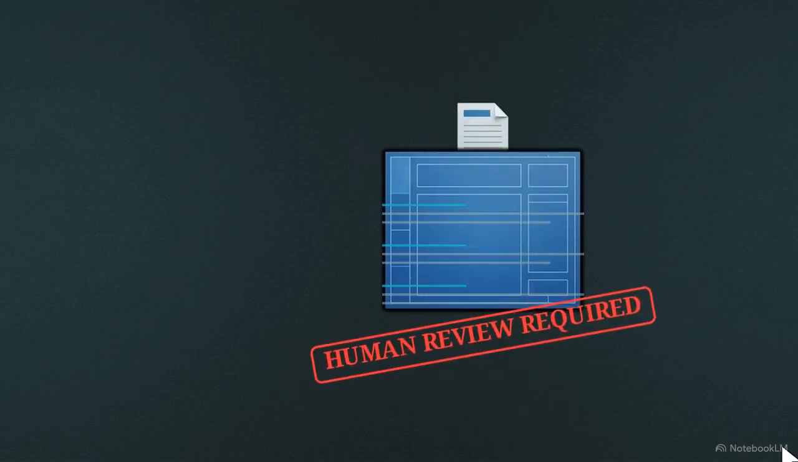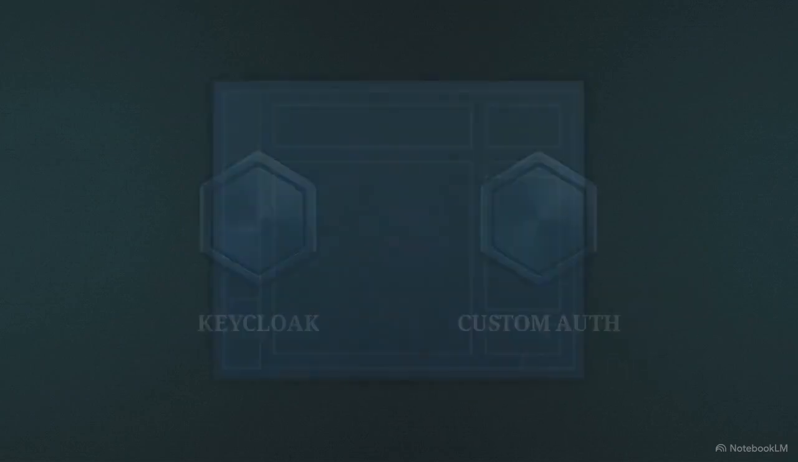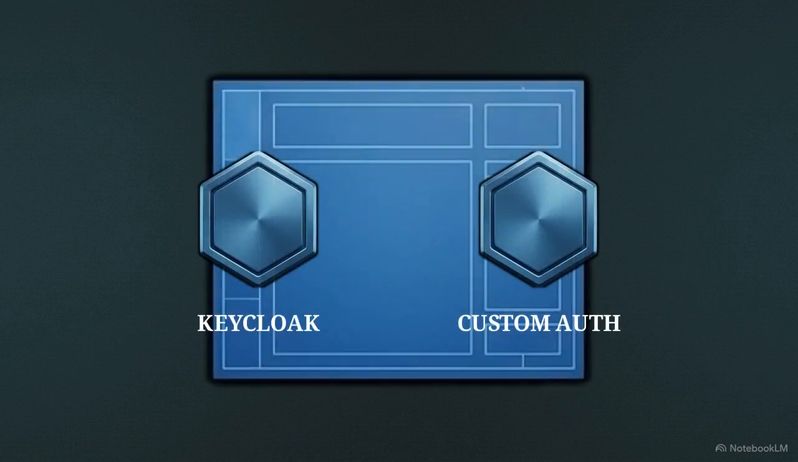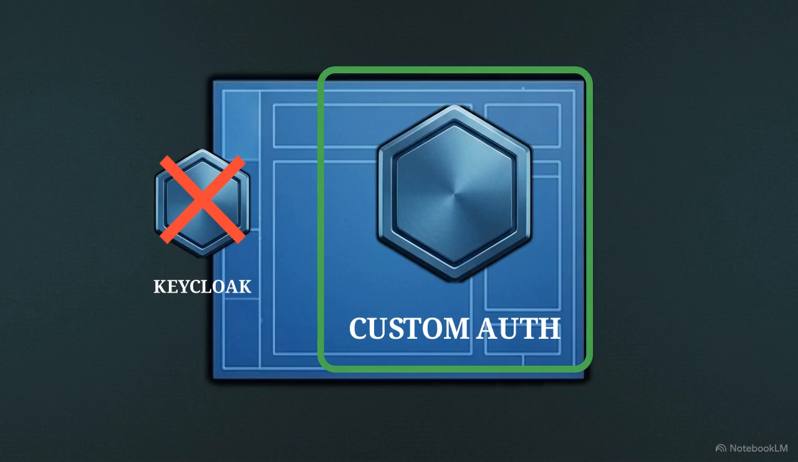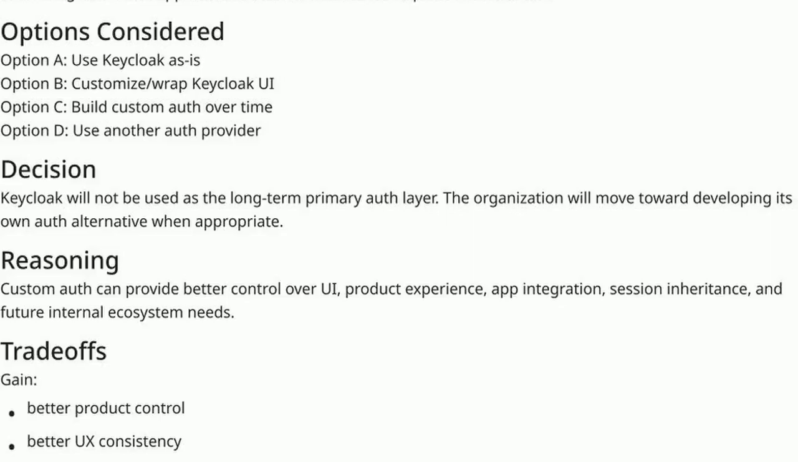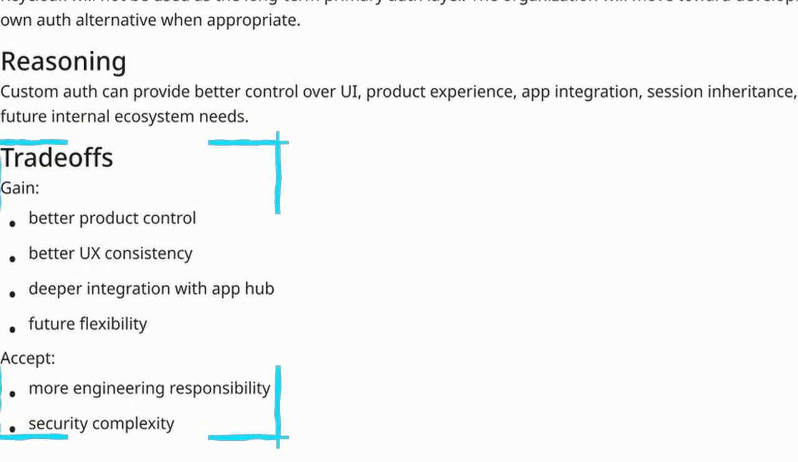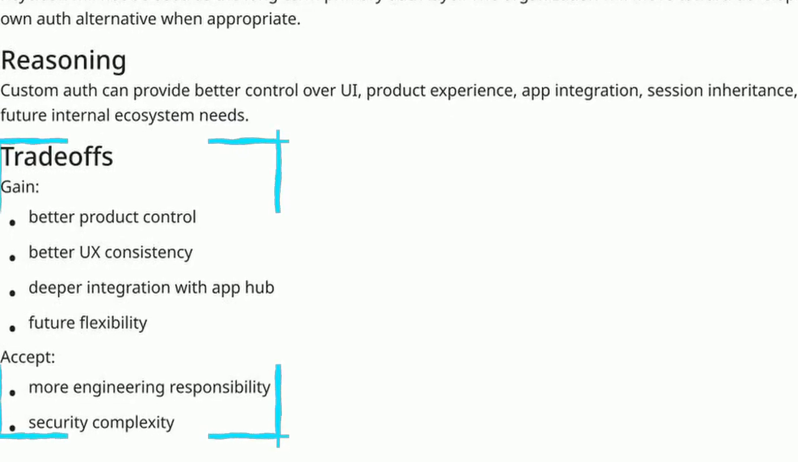Back to our scenario. The tech lead officially decides to reject Keycloak as the long-term layer, moving the team toward developing custom authentication. The document states the reasoning. Custom auth delivers better product control and deep App Hub integration. But every choice has a price. The trade-off section shows we gain tighter UI control, but accept an immense engineering and security burden.